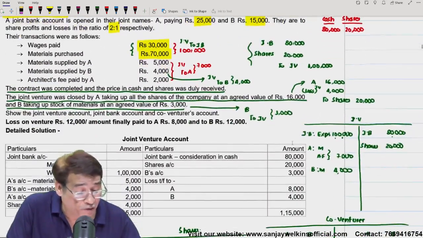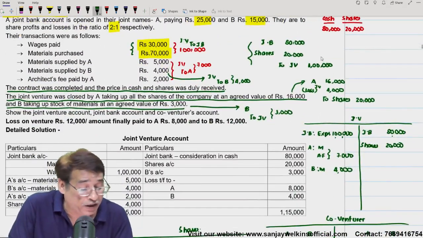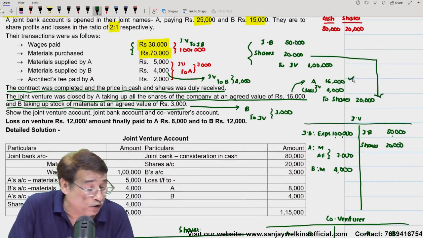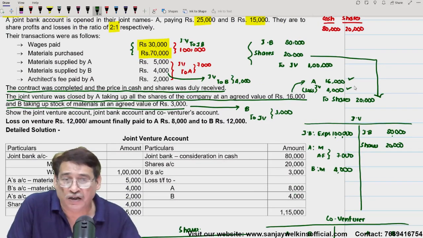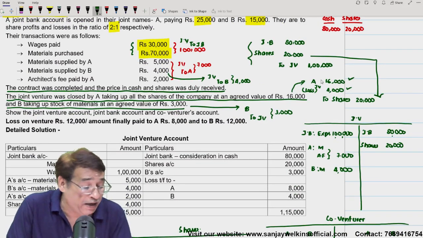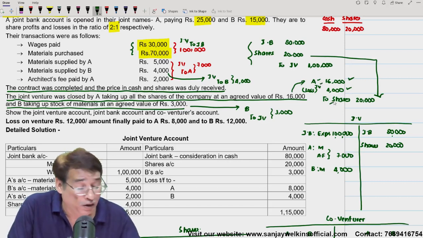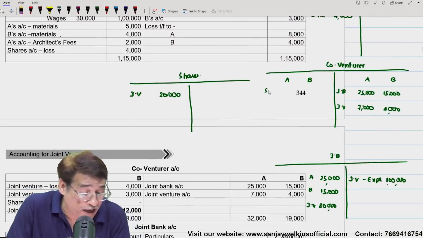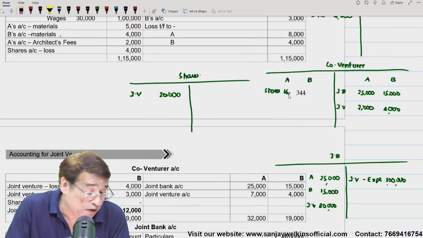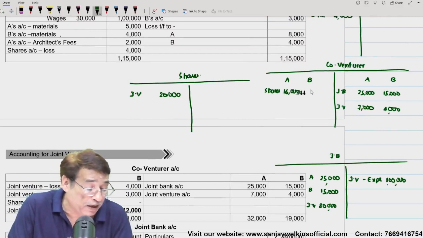After this, it was given that these 20,000 worth of shares have been taken over by A for 16,000. So that is why there is a loss of 4,000. Entry is A account debit, joint venture account debit to shares account. So A account is getting debited. On the debit side of A, I am going to write shares, 16,000 worth of shares taken over by A. Correct?